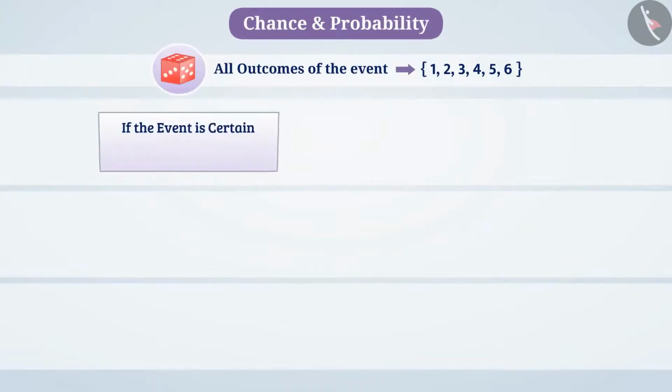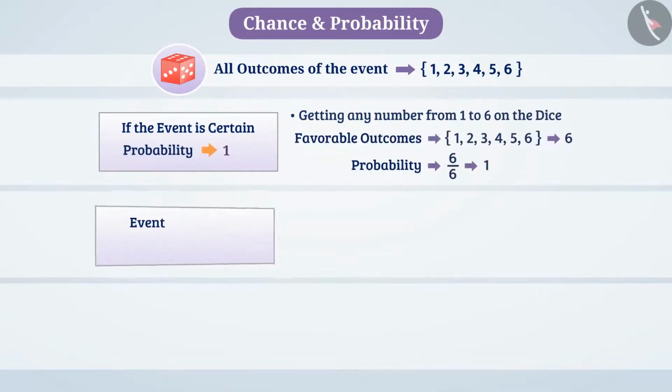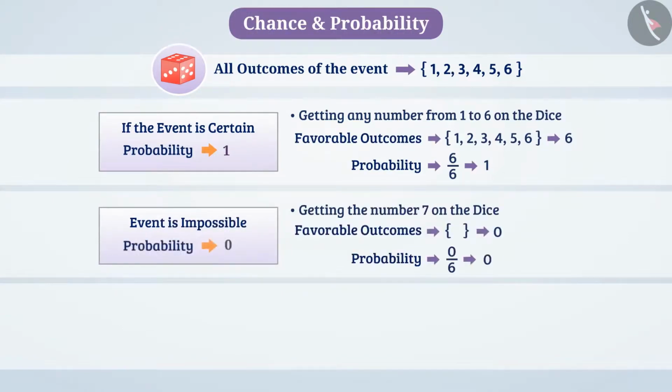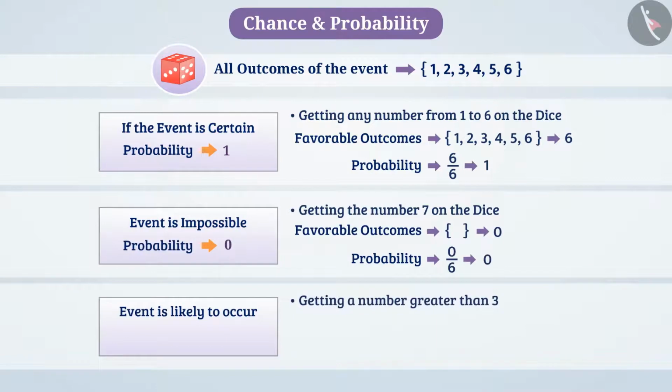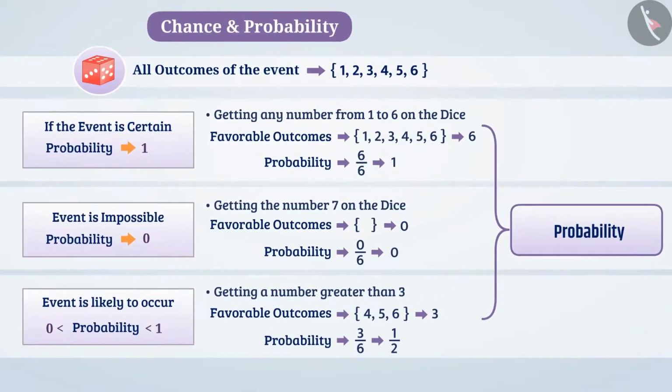If the event is certain, for example, getting any number from 1 to 6 on the dice, then the probability is 1. And if the event is impossible, like getting the number 7 on the dice, then the probability is 0. But when an event is likely to occur, such as obtaining a number greater than 3, then the probability is greater than 0 but less than 1. In this way, the probability of any event can be 0 or more, but 1 or less. Now, let's look at some situations related to the use of chance and probability in real life.